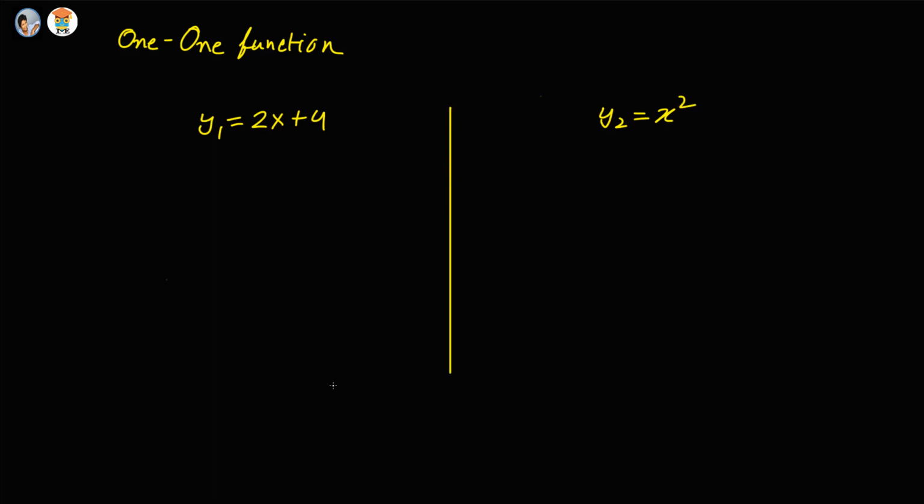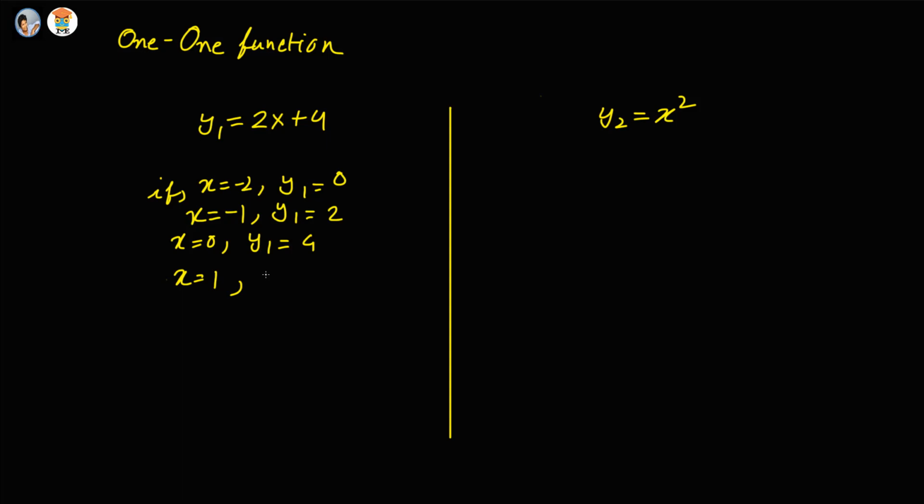Let us separate this. Here, for the first equation, if x equal to 0, y1 equal to 4, x equal to minus 1, y1 equal to 2, x equal to minus 2, y1 equal to 0, x equal to 1, y1 equal to 6, x equal to 2, y1 equal to 8.